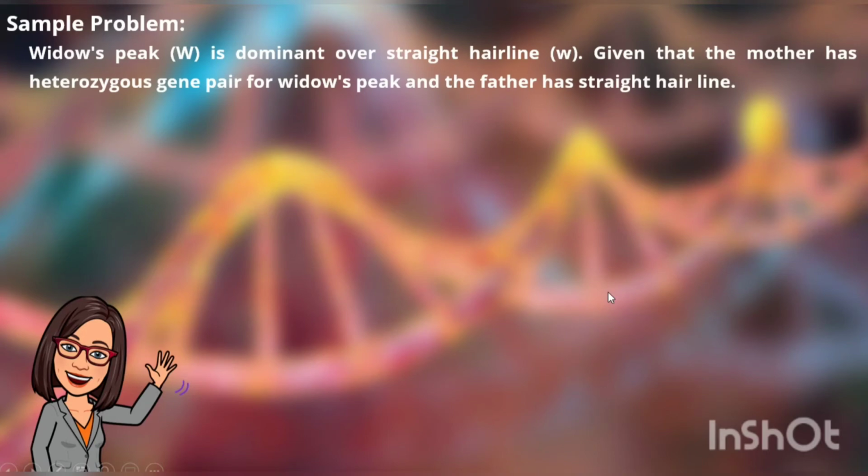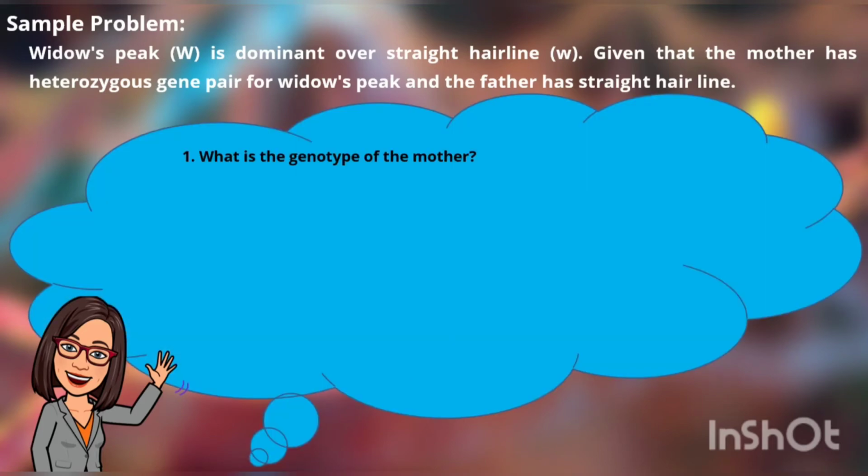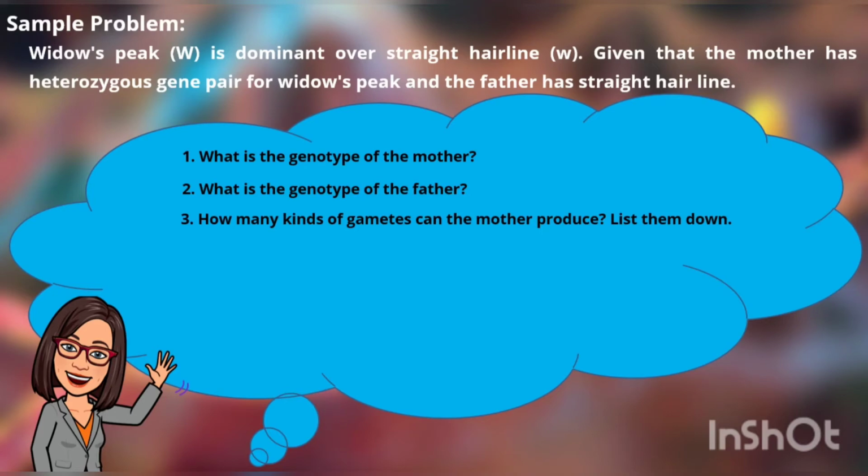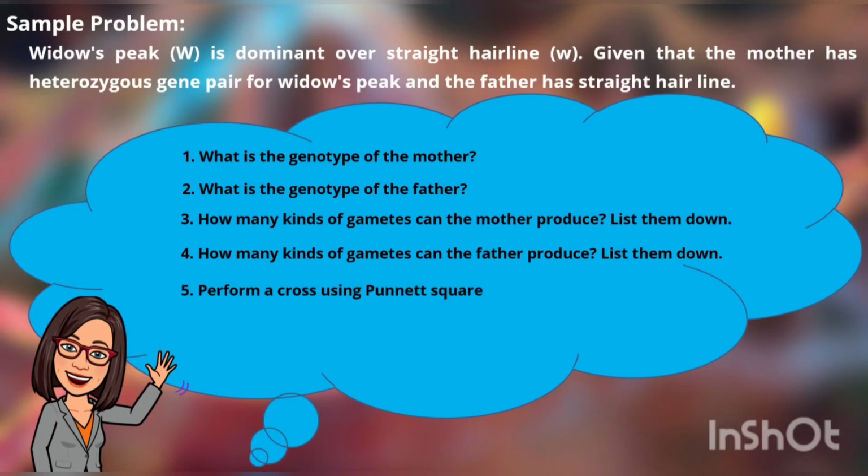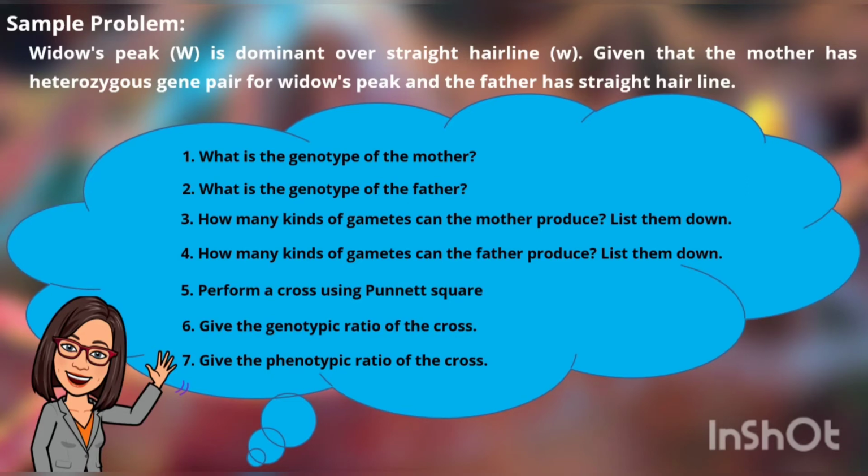Widow's peak is dominant over straight hairline. Given that the mother has a heterozygous gene pair for widow's peak and the father has a straight hairline, number 1, what is the genotype of the mother? Number 2, what is the genotype of the father? Number 3, how many kinds of gametes can the mother produce? List them down. Number 4, how many kinds of gametes can the father produce? List them down. Number 5, perform a cross using a Punnett square. Number 6, give the genotypic ratio of the cross. And number 7, give the phenotypic ratio of the cross. You may pause this video so that you can complete all the answers that are asked.